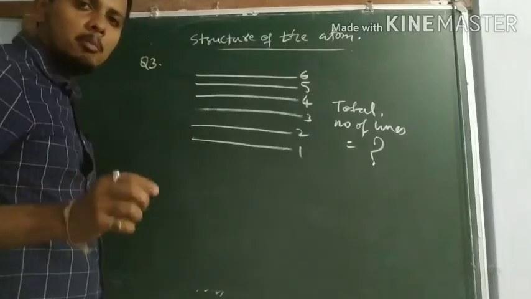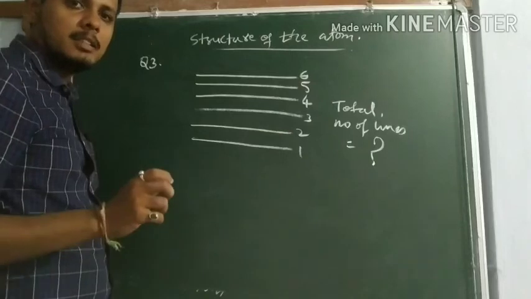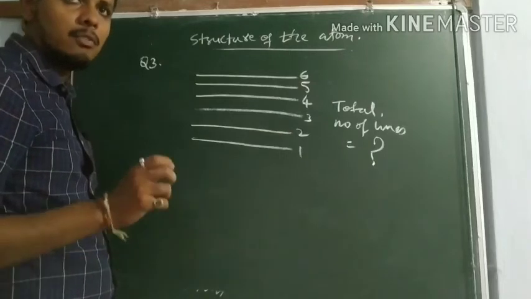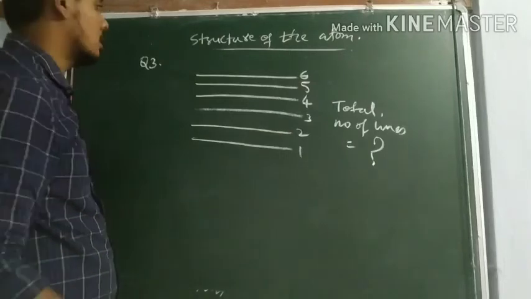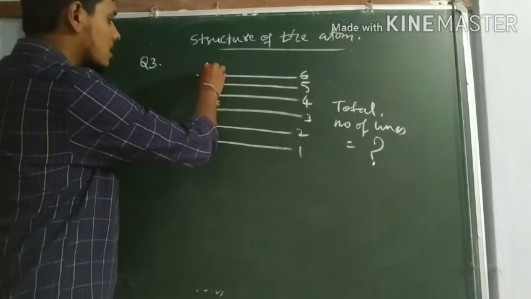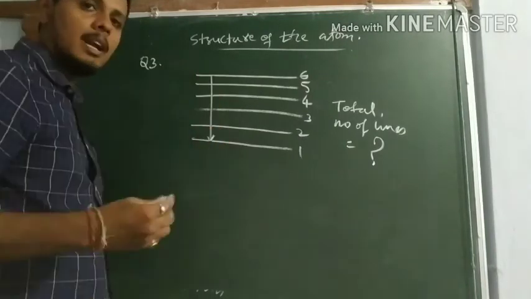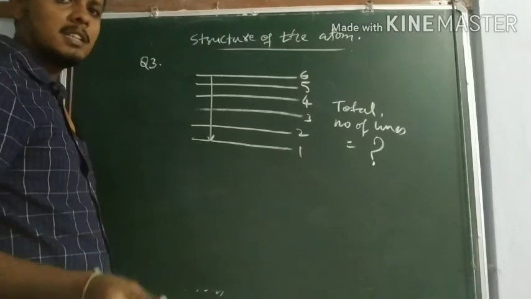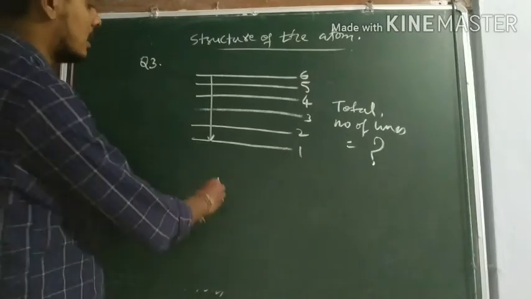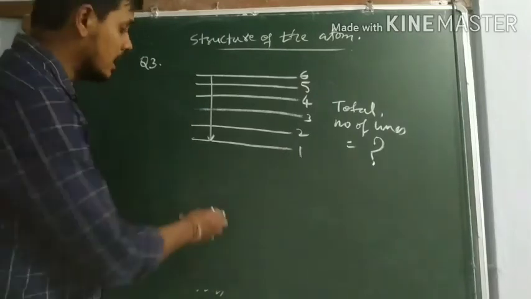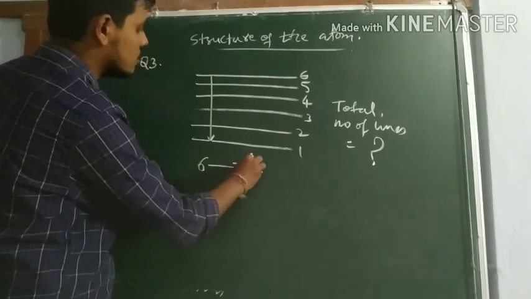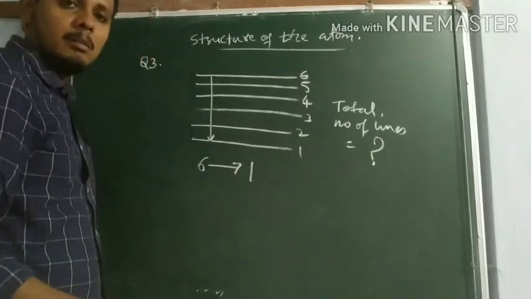Now one more question that is usually asked in exams is to find the number of lines when an electron goes from a higher level to a lower level. Higher level to lower level, how many lines form when the electron goes? Let us consider how many lines will be formed if an electron moves from 6 to 1.